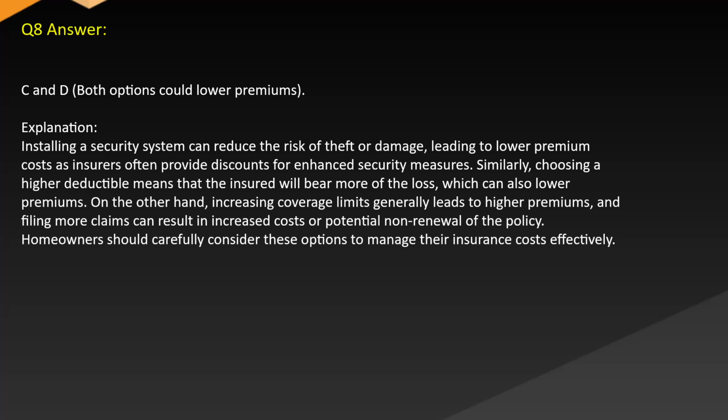Answer: C and D. Both options could lower premiums. Explanation: installing a security system can reduce the risk of theft or damage, leading to lower premium costs, as insurers often provide discounts for enhanced security measures. Similarly, choosing a higher deductible means that the insured will bear more of the loss, which can also lower premiums. On the other hand, increasing coverage limits generally leads to higher premiums, and filing more claims can result in increased costs or potential non-renewal of the policy. Homeowners should carefully consider these options to manage their insurance costs effectively.